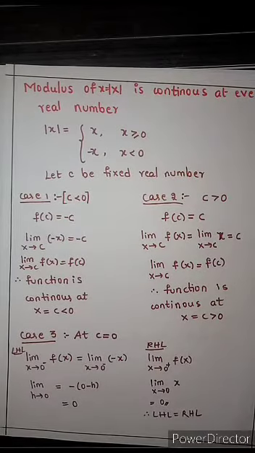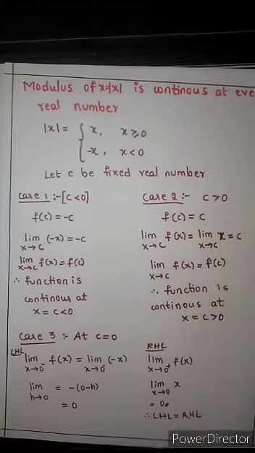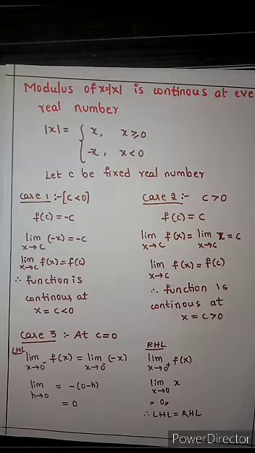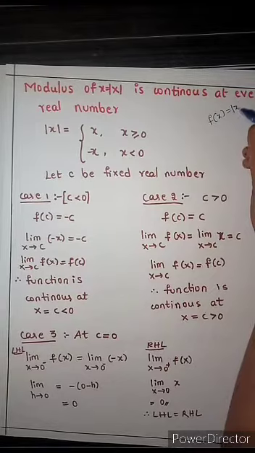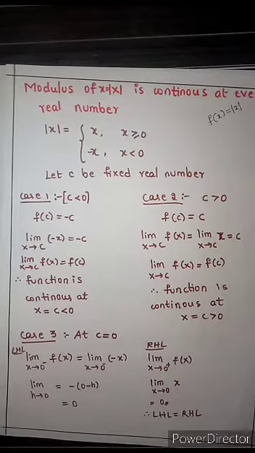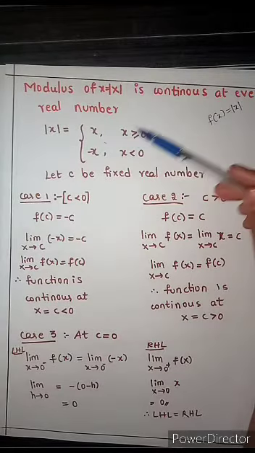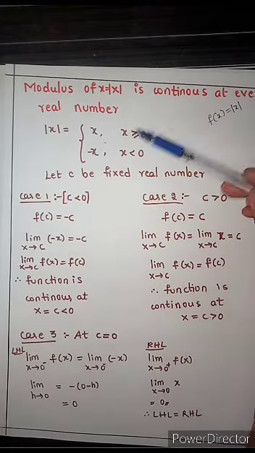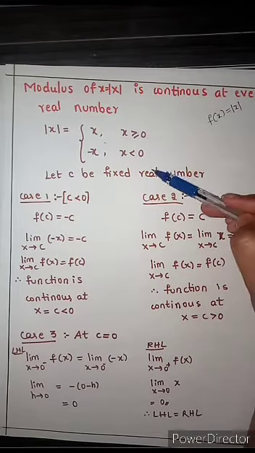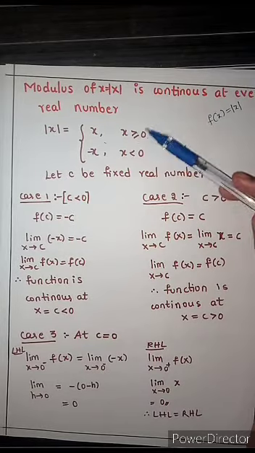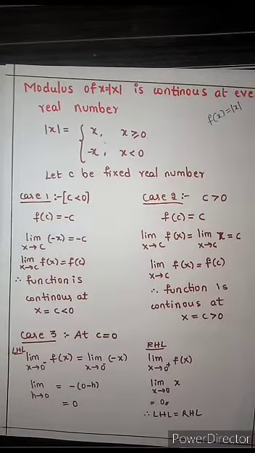Now one more note. Modulus of x is continuous at every real number. So let's prove it. Okay, f of x is mod x. This is the function which is defined by: mod x is equal to x where x is greater than or equal to 0, and minus x where x is less than 0. This is defined on every real number. Let c be a fixed real number.